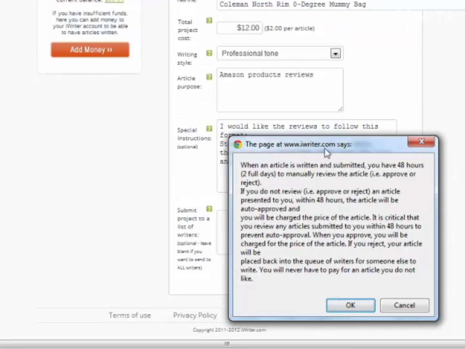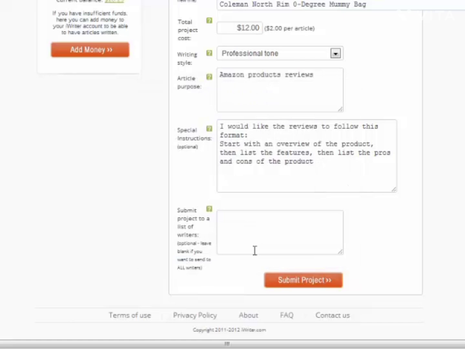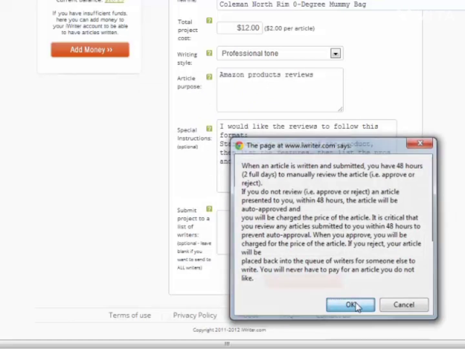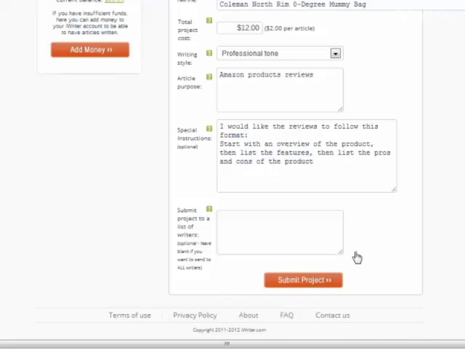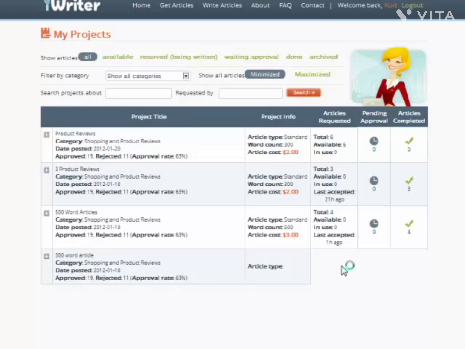And it's just telling me that when an article is written, I have 48 hours. That's one thing I actually should point out. If you're going to use iWriter, when somebody submits an article for you to review, you have 48 hours to review it. If you don't review it in those 48 hours, it automatically gets approved. So you might end up getting some crap if you aren't on top of this. So again, you have 48 hours to review each article, and that's when you can accept or decline. Did that go through? Hit OK. And for some reason, there it goes.